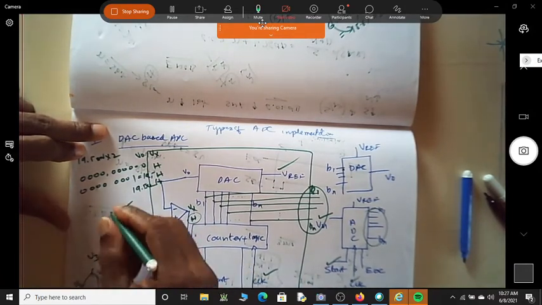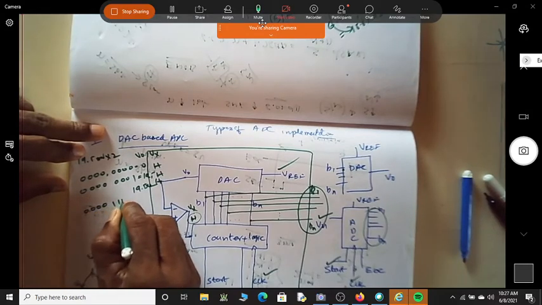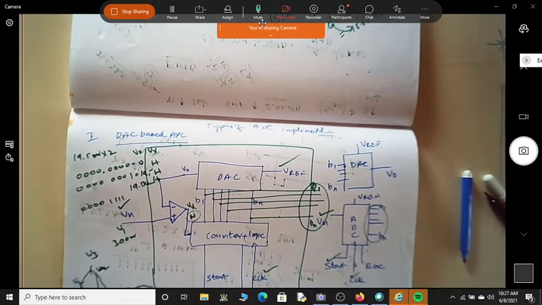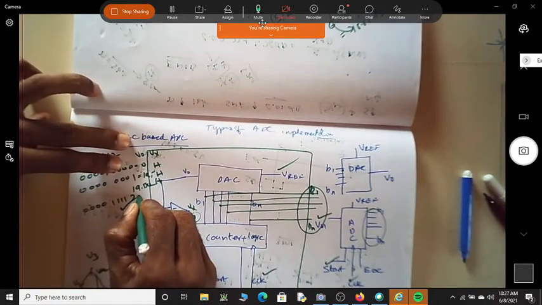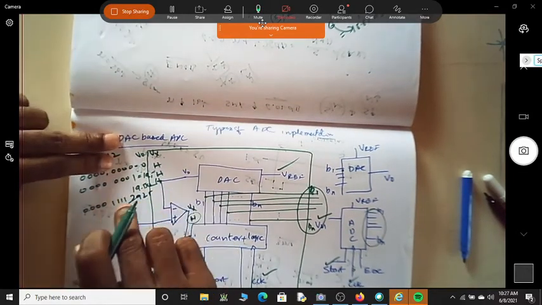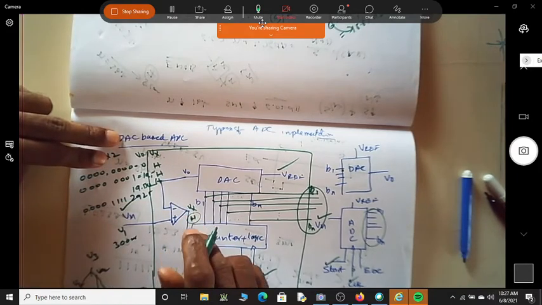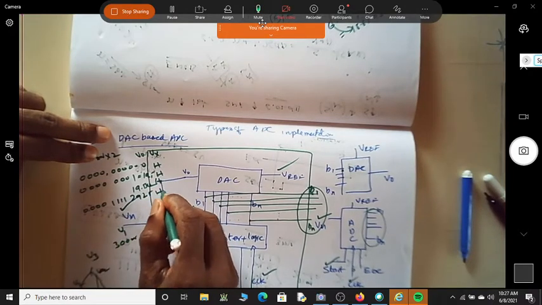Assume that when it is 0, 0, 0, 0, 1, 1, 1, 1, that is 15, what is the output voltage? What is 19.5 times 15? 292.5. At that point, what is this value? Low, sir. This is 300, I say. It is still high.